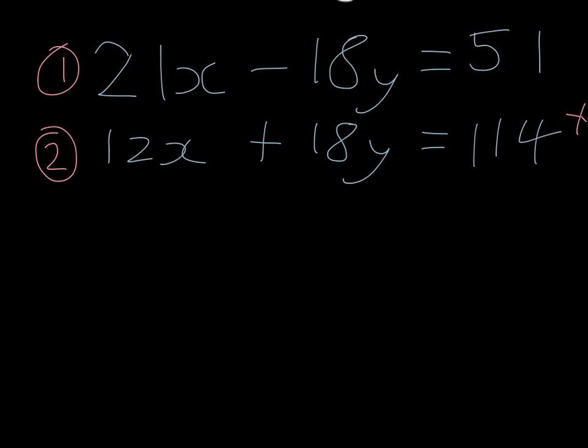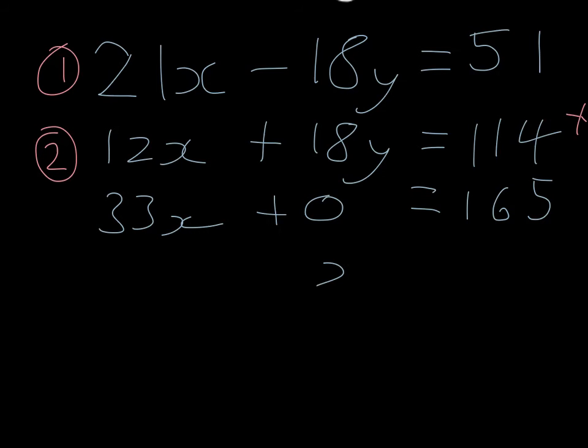21 plus 12 gives me 33x. Minus 18, add on an 18, is equal to 0. 51 plus 114, 1 plus 4 gives me 5, 5 plus 1 gives me 6, 165. x is equal to 165 divided by 33.